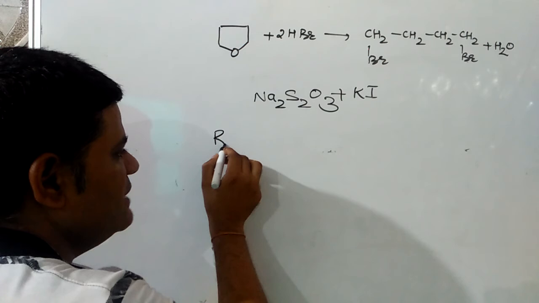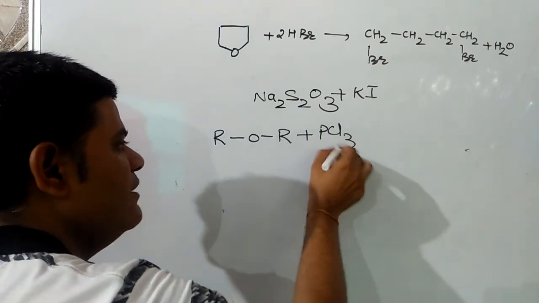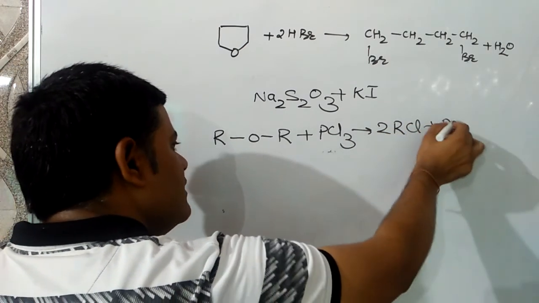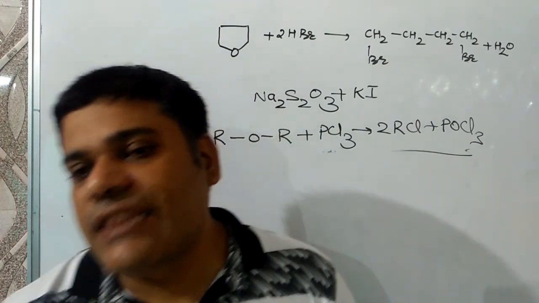Next will be reaction with PCl5. Ethers can react with PCl5 to produce 2 moles of chloroalkane plus POCl3.